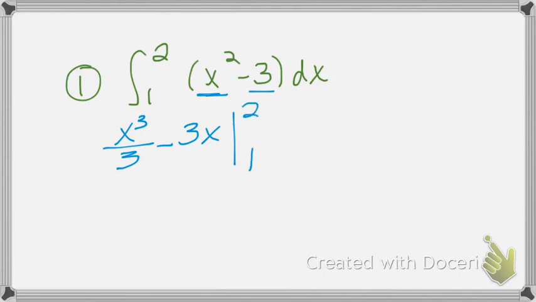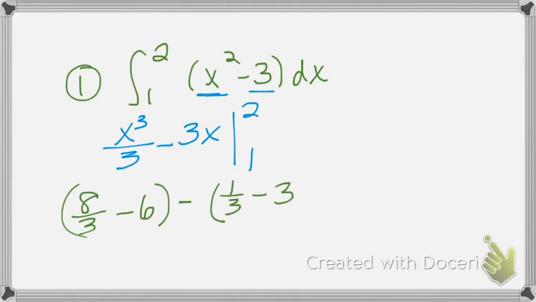So you plug 2 into the equation. 2 to the third is 8, so we have 8 thirds minus 6. Then we subtract, and we plug 1 into the equation, so you've got 1 third minus 3. So you're just going to figure out what that equals: 8 thirds minus 6 minus 1 third minus 3, and you get negative 2 thirds.